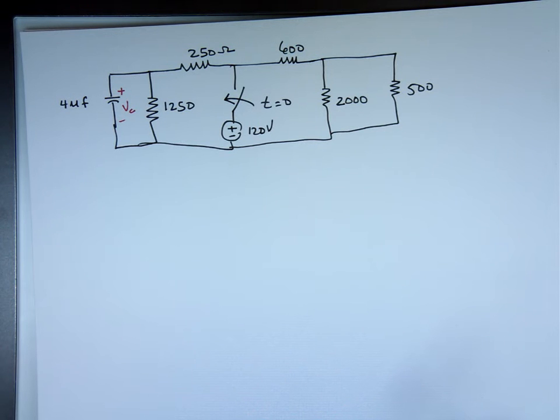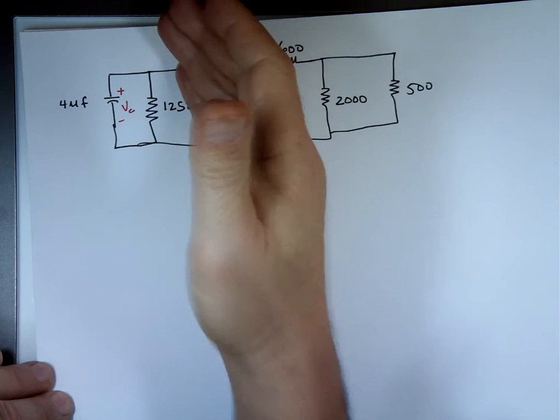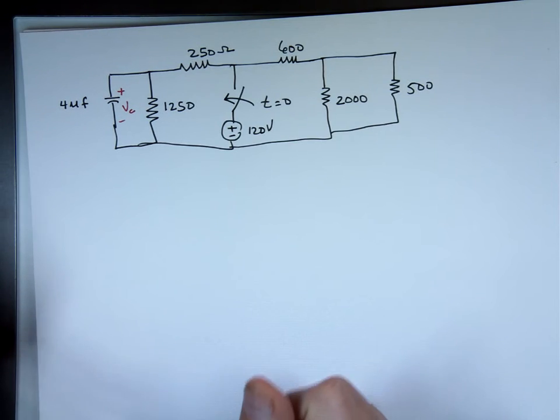So now we are given this circuit. Notice the switch is open at t equals 0. When it hits t equals 0, it's going to close, going to make contact. So we will have a source for t greater than 0. That's the first time here.